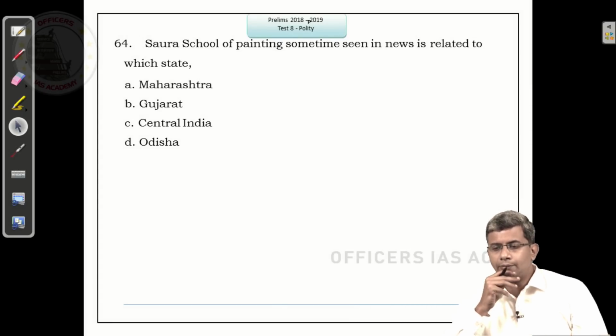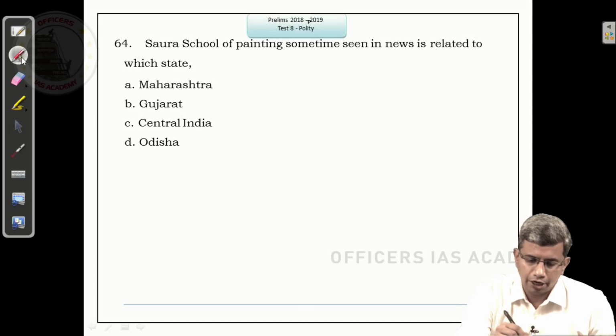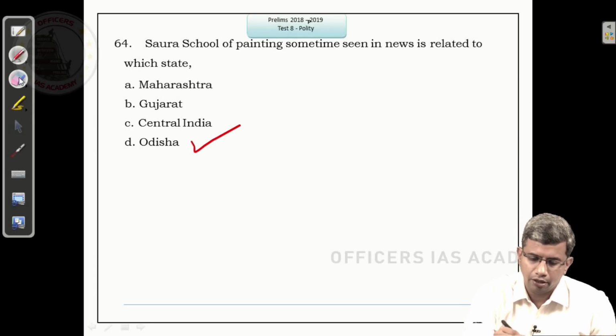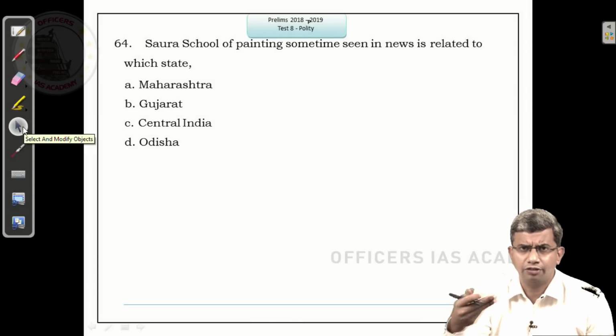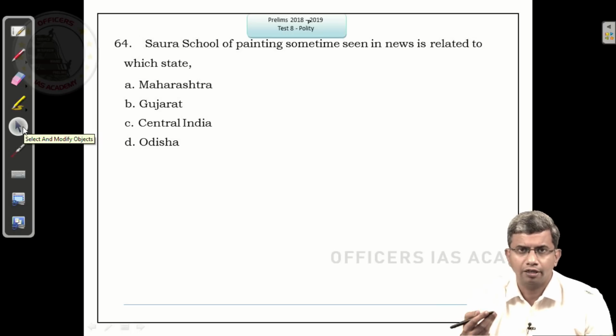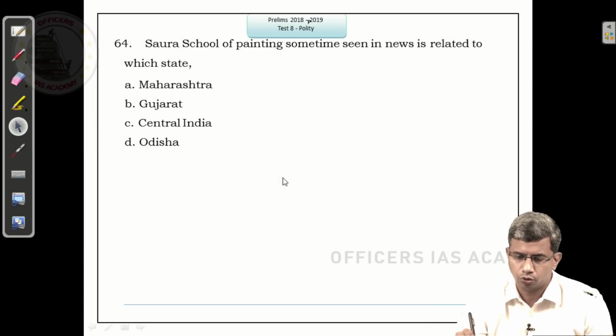Saura School of Painting, sometimes seen in the news, is related to which state? Again, a straightforward current affairs related question. It is actually related to the state of Odisha, right? So that is the correct answer. The explanation gives details about what school of painting it is and what the salient features are. You can go through it once.